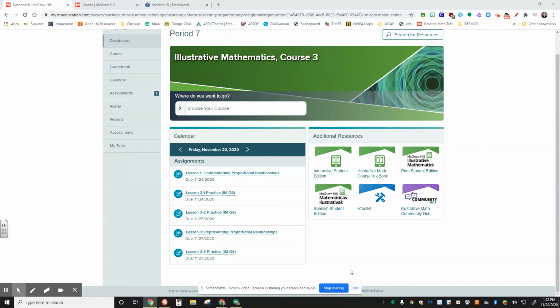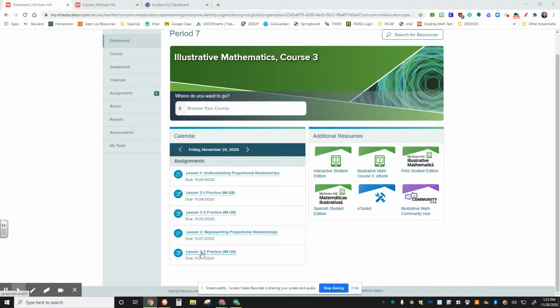Here we are with another lesson from Math 8. Today we are working in Unit 3, Lesson 3. Today we're going to be talking about representing proportional relationships. We will talk about that with an equation, a graph, a table, as well as with the verbal description.